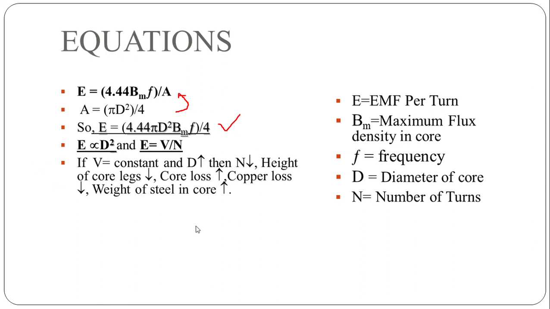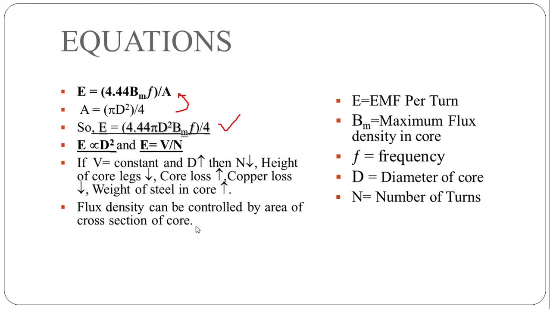Okay. Now next, flux density can be controlled by the area of cross section of the core, because maximum flux density in the core is equal to phi upon A, that is, Bm = phi / A.